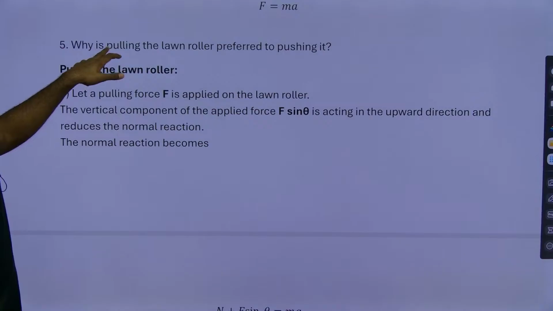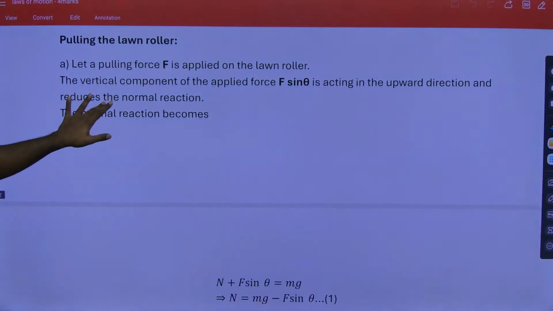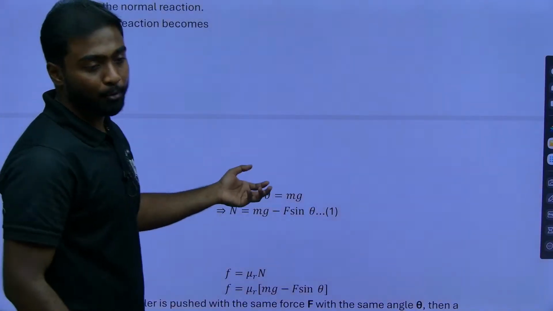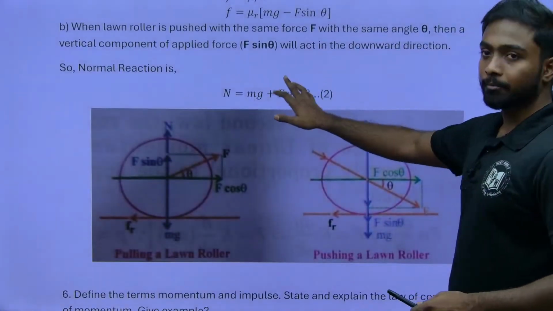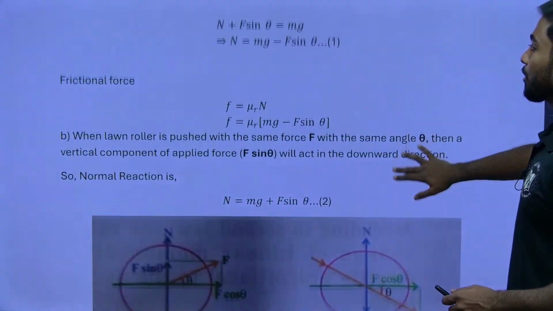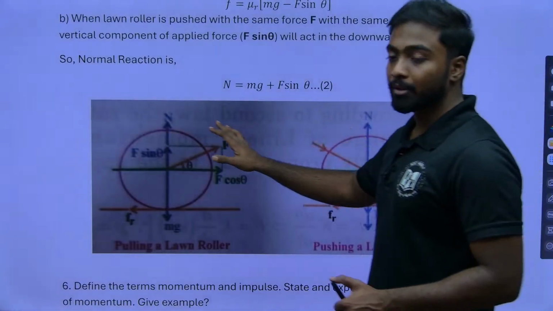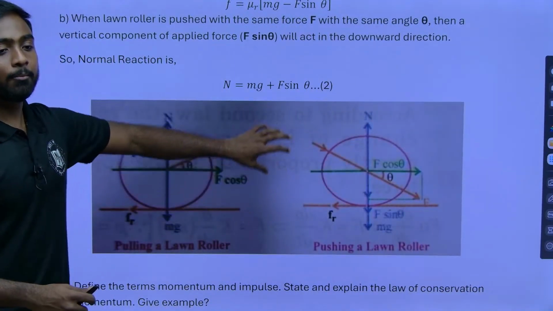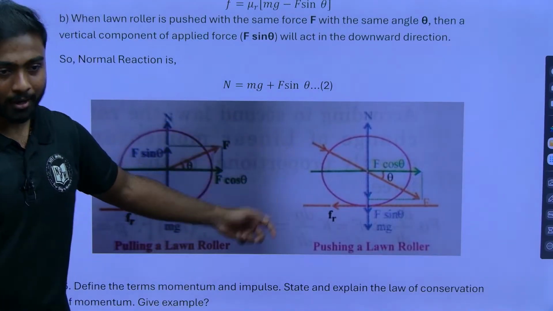So why is pulling the lawn roller preferred to pushing it? Now you understood. The normal reaction will be less there, so I can pull. Here the normal reaction is more, so I can't push it. So this is the fifth equation. You can take a note of this fifth equation. This diagram is the important thing. When we explain with the diagram, it will be more helpful for the examiner to see how we have written the answer.